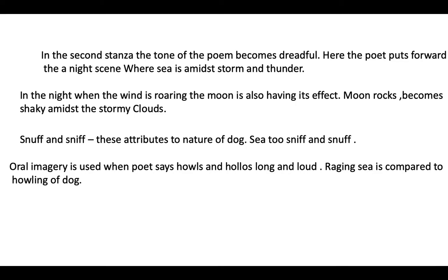Here, in the second stanza, now look at the explanation of it. In the second stanza, the tone of the poem becomes dreadful, bitter. Here the poet puts forward a night scene where the sea is amidst storm and thunder. It is a night scene, and the sea is surrounded by total storm and thunder. In the night, when the wind is roaring, the moon is also having its effect.